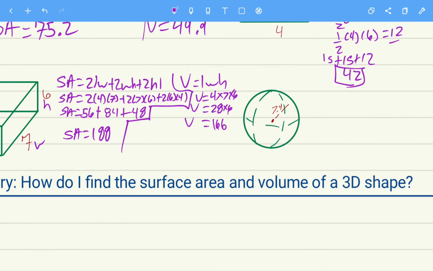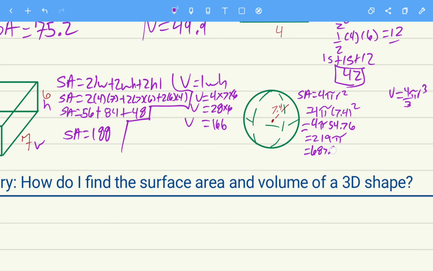Let's do the sphere now. Surface area is 4 pi r squared, and volume is 4/3 pi r cubed. Our radius is 7.4, so let's plug that in. We get 4 pi times 7.4 squared, which gives us 4 times pi times 54.76, which we can simplify to about 219 pi, which you can leave like that or multiply to get 687.8. And that is our surface area.